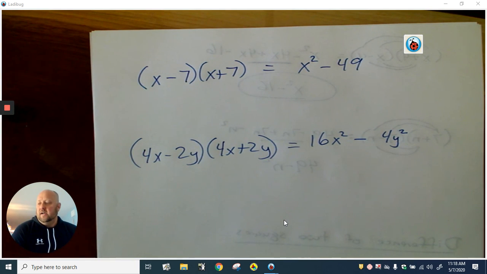All right. Again, these are just shortcuts for a couple special binomials that we run into a lot of. So try a few examples and let me know how it goes.